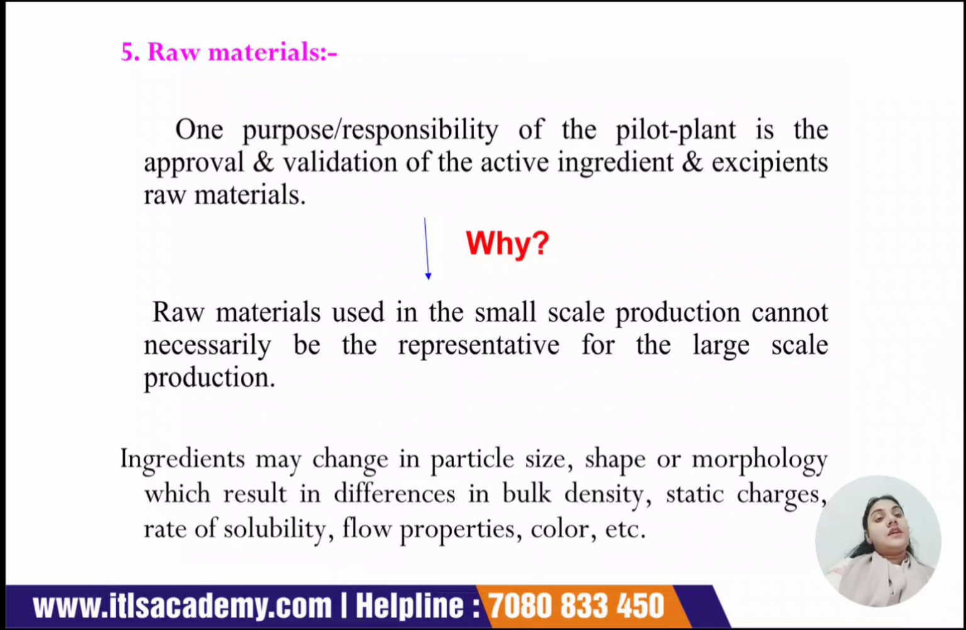So, students, what is the need for raw material? The main purpose of using raw material in the pilot plant is to have approval or validation of the active ingredient and the excipient. Raw material is basically used in the production of the product. Firstly, the raw material is used in small scale production, and the raw materials used in small scale production cannot be used in large scale production.